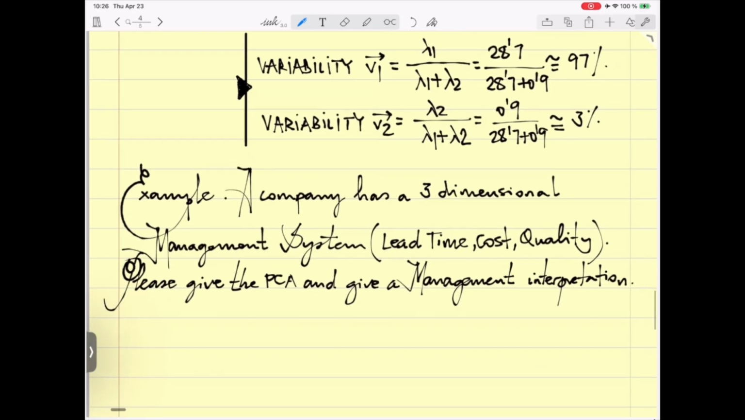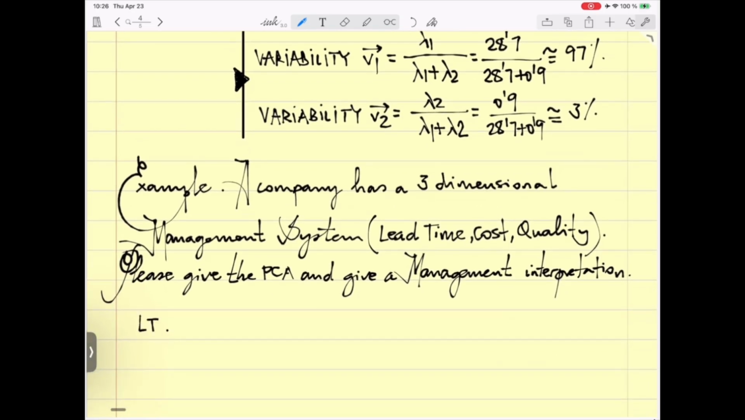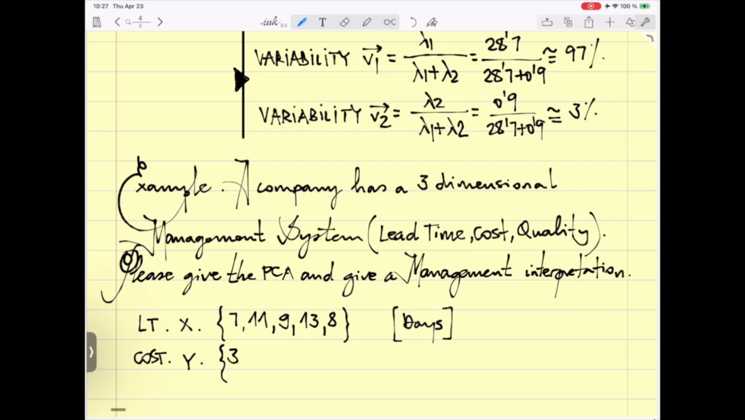Okay, so the numbers are: lead time, variable x, going to be 7, 11, 9, 13, and 8, measured in days. Then cost, variable y: 317, 350, 327, 365, 330, measured in euros per unit.